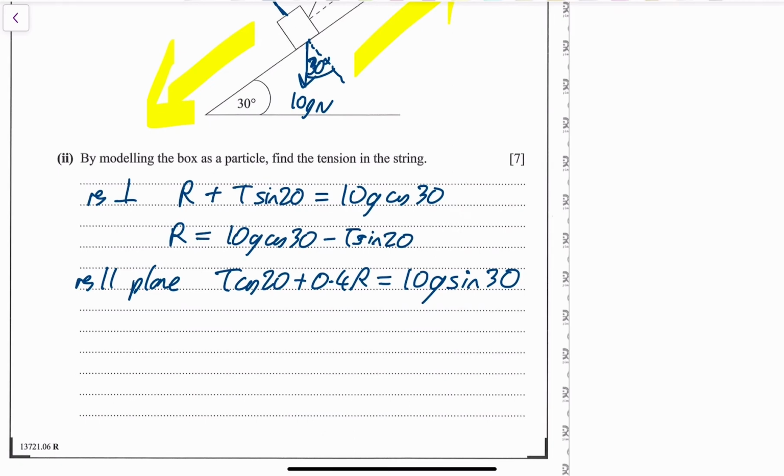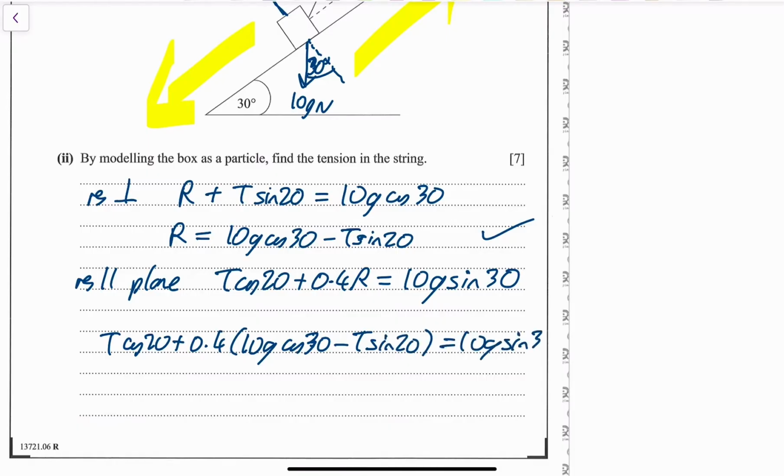So for this one, what I could do is sub this one into the second equation. So that now becomes T cos 20 plus 0.4 times my R, which was 10g cos 30, minus, that's a T, minus T sin 20, is equal to 10g sin 30.